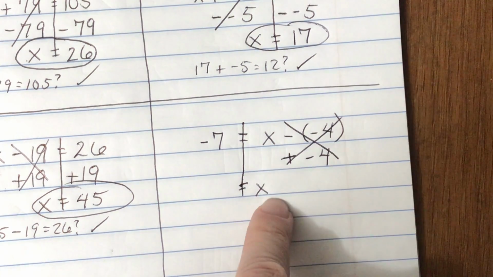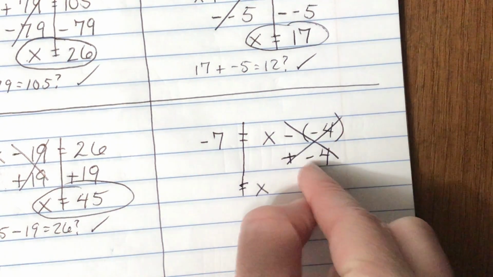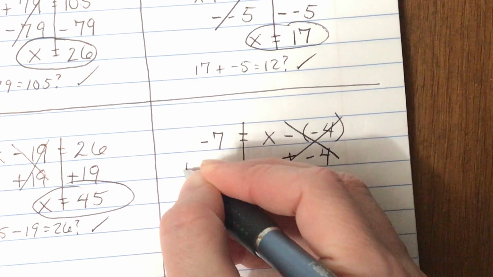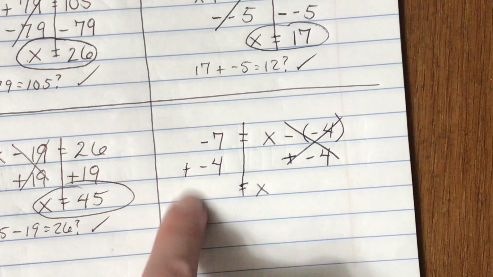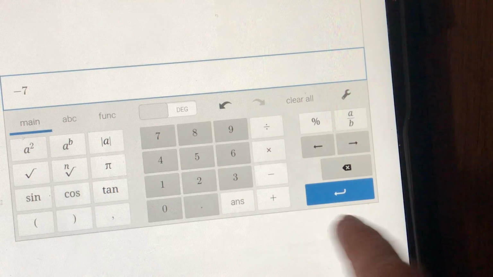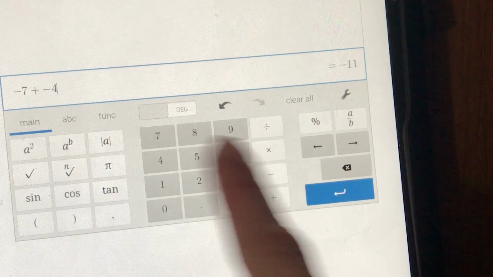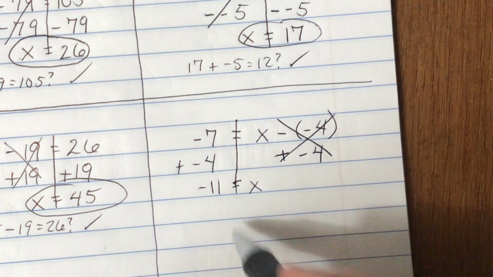And that's good because I'm left with x, but what I did on this side, in order to keep this balanced, if I added -4 to this side, I also have to add -4 on this side. And so I'm going to do this math. Now that might be something you could just do in your head. -7 plus -4. If not, you could type it in your calculator. -7 plus -4 ends up being -11. So the answer on this side is -11.